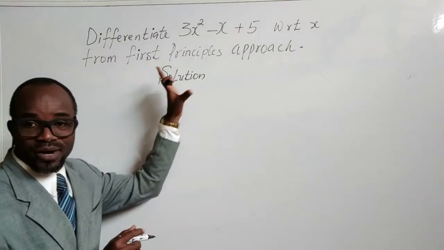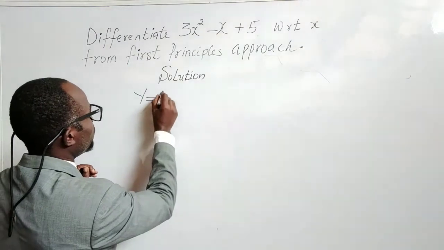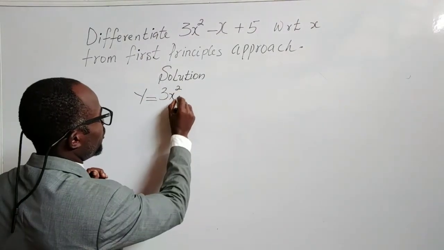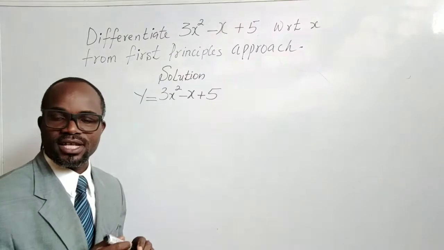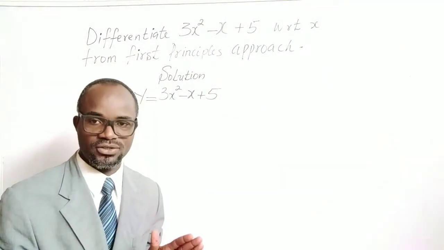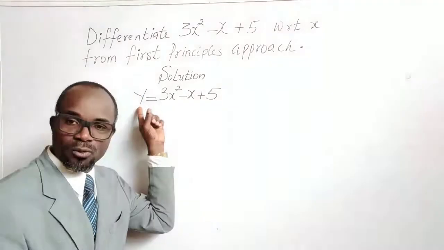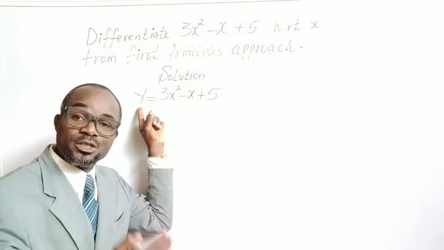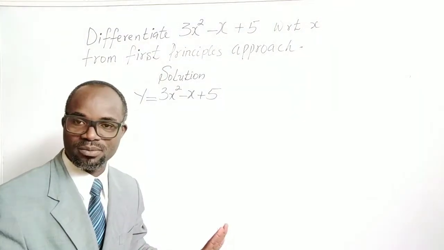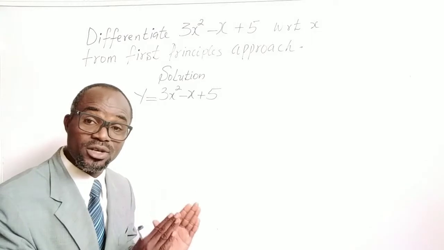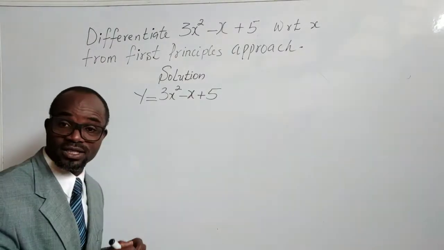Then express the question given as y is equal to 3x squared minus x plus 5. Now, differentiation here simply means that if there is a slight change in the variable y, there will also be a corresponding slight change in the variable x, wherever x appears. That is what it means, and that is exactly what we are going to do at this moment. Let's see how this plays out.